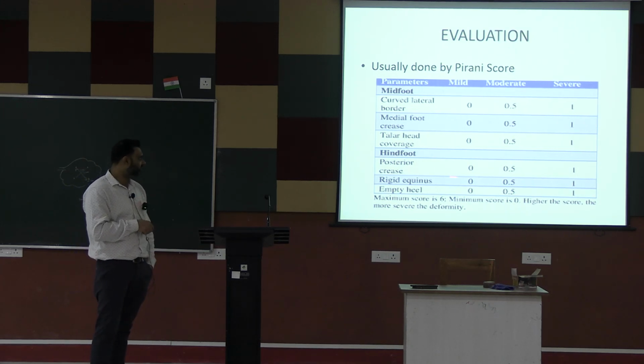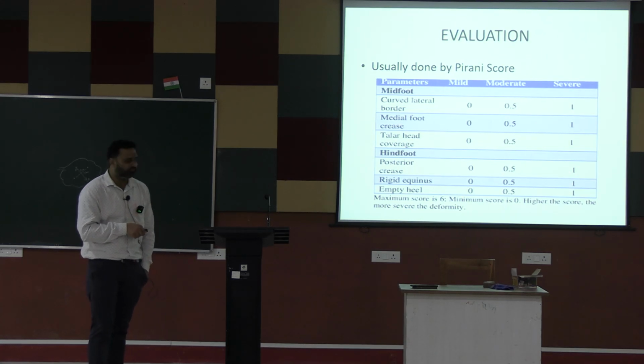Then rigid equinus. If it is coming into dorsiflexion, then 0. If coming slightly up to the neutral, then it's 0.5. And if it is not coming at all, then the score is 1.